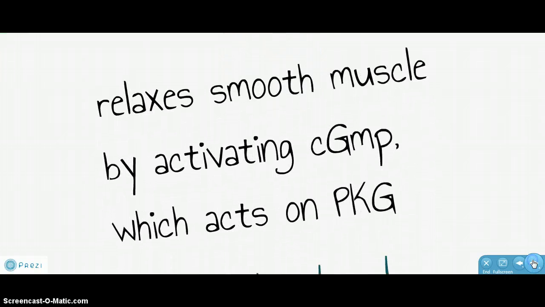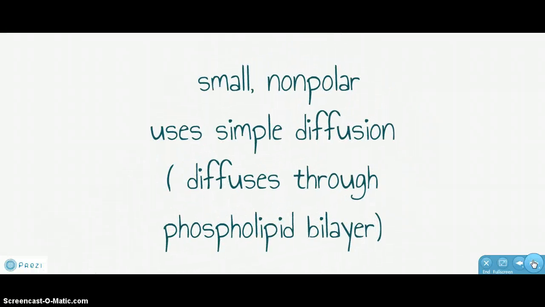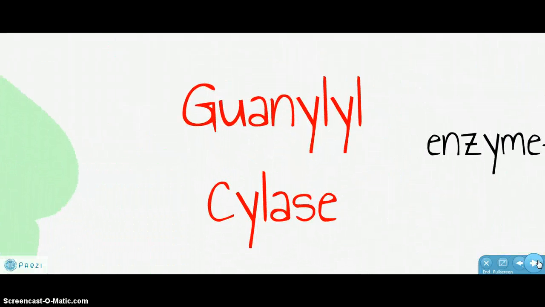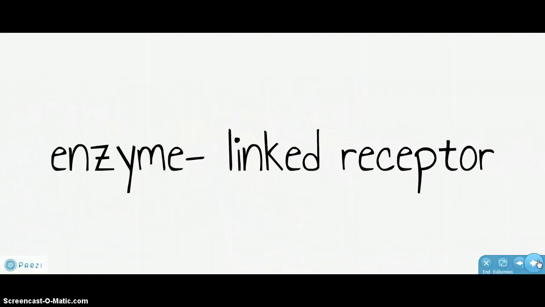Nitric oxide is a very small and nonpolar molecule, and that makes it easy for it to diffuse through the phospholipid bilayer. It does this through simple diffusion. This makes nitric oxide an intracellular receptor. So what happens is nitric oxide acts on an enzyme called guanylyl cyclase. Guanylyl cyclase is an enzyme-linked receptor. You can tell that it's an enzyme because of the ase at the end of cyclase.